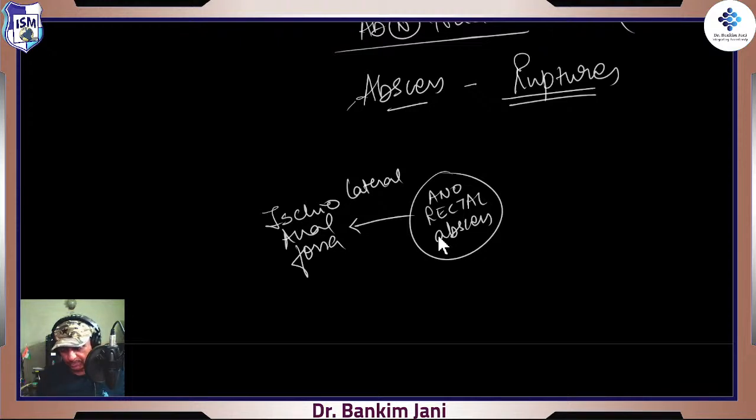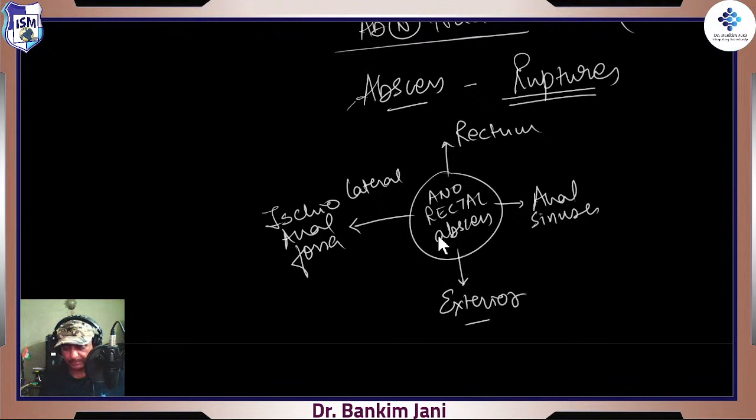What if it goes medially? It will go into those anal sinuses, all those mucosal folds. Or if it goes up, it will travel up into the rectum. Or if it goes down, it will come straight out to the exterior. So that's how it can spread at any of the locations.